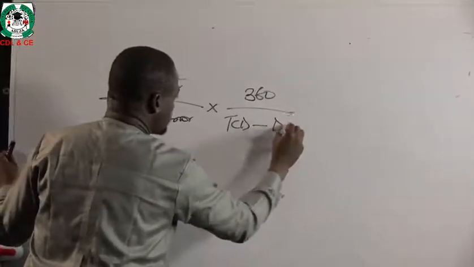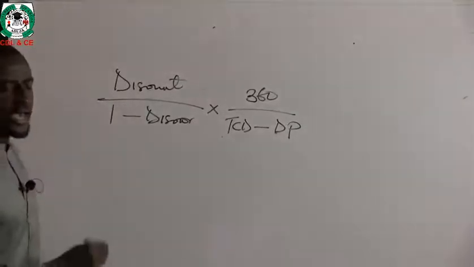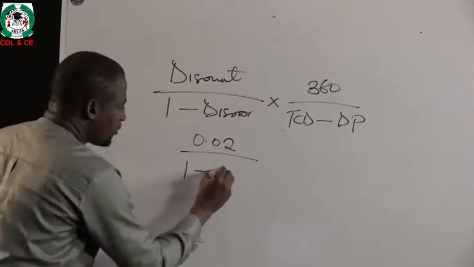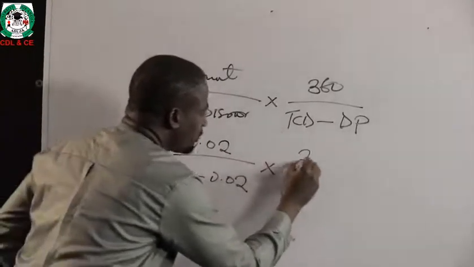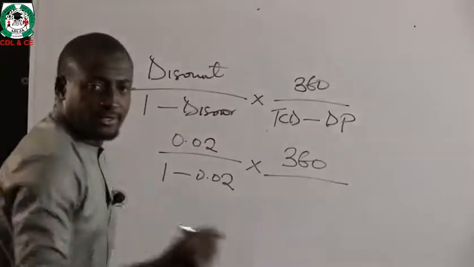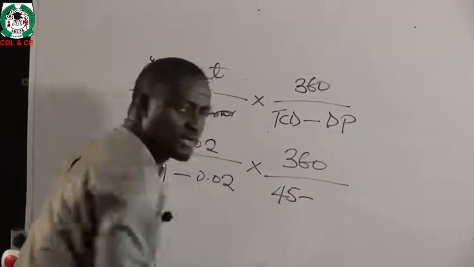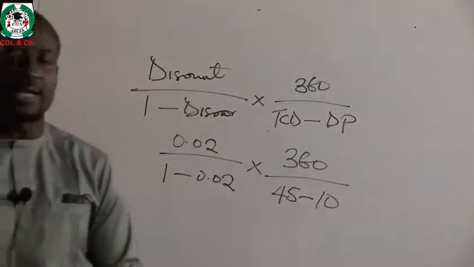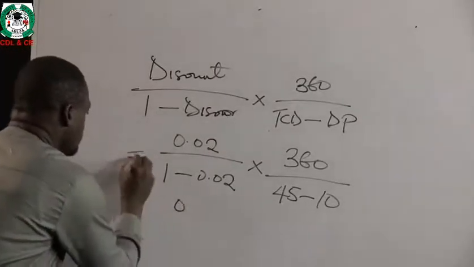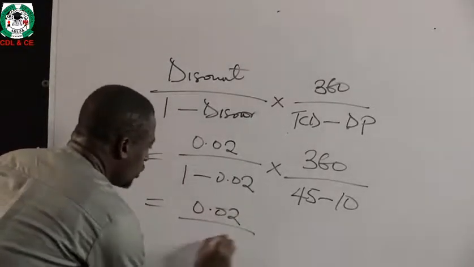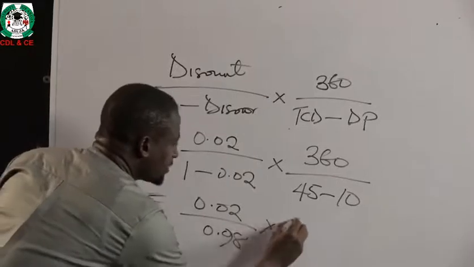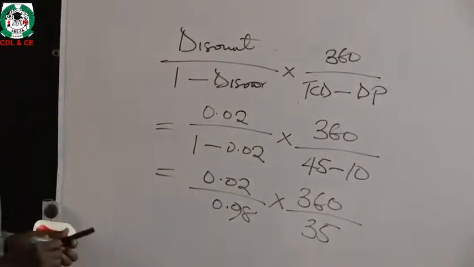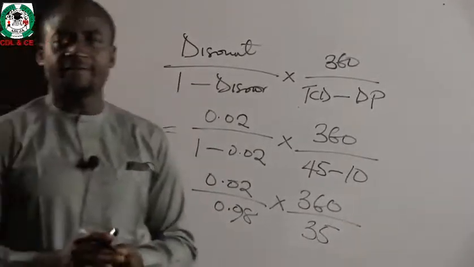minus the discount period. In this case, we are given that you are entitled to a 0.02 discount, so 0.02 over 1 minus 0.02, times 365 days over the 45 days that you need to pay, minus the discount period of 10 days before you can enjoy the 2% discount. By the time you look at this, this gives you 0.02 over 0.98 times 360 divided by 35. And this allows you to calculate what your effective rate is.